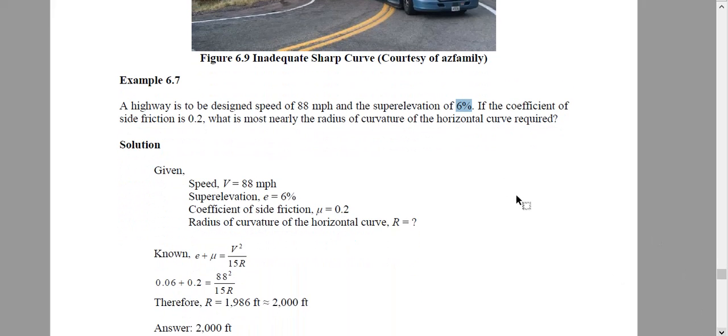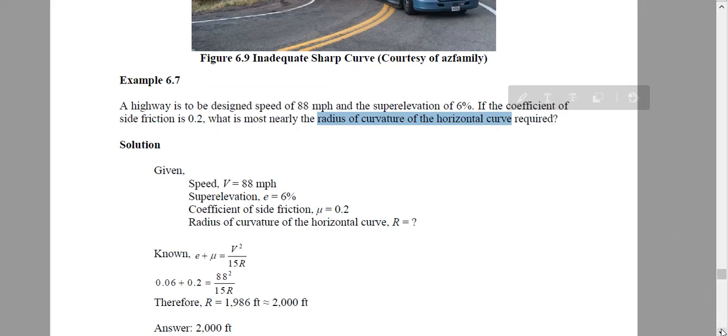Okay, so my super elevation, it is E, E means 0.06. Coefficient of side friction is 0.2. That means the roughness of this road is 0.2. That means a very small coefficient, very small roughness. What is most nearly the radius of curvature of the horizontal curve?